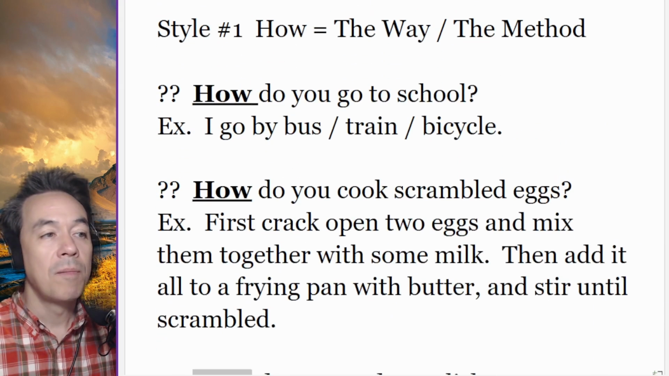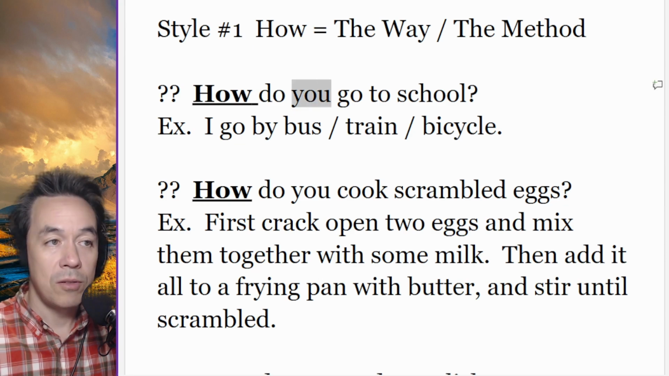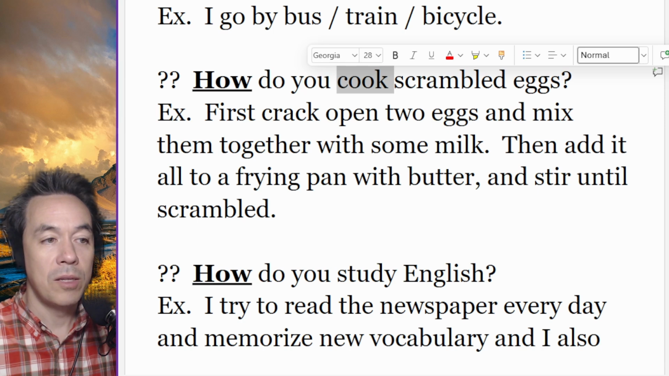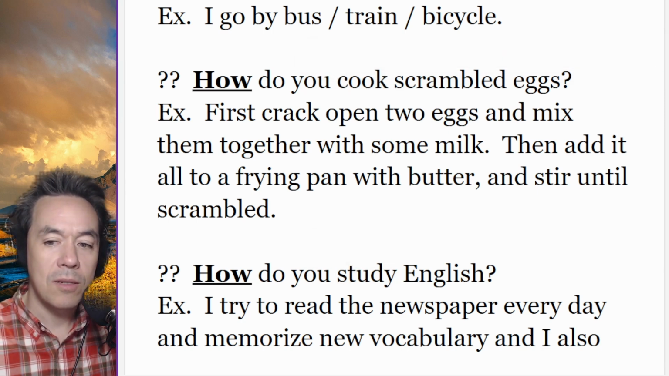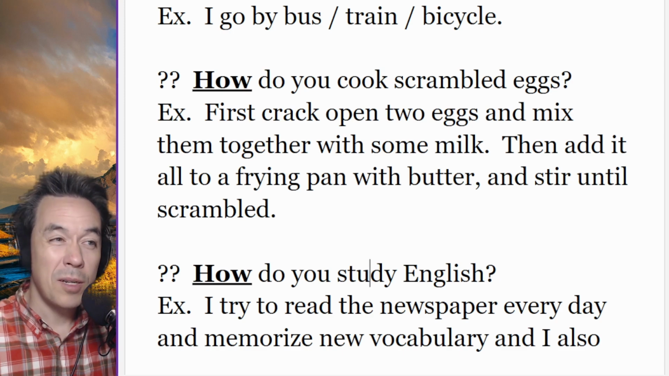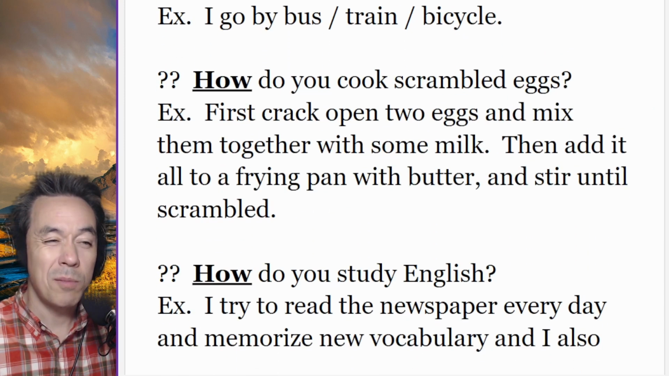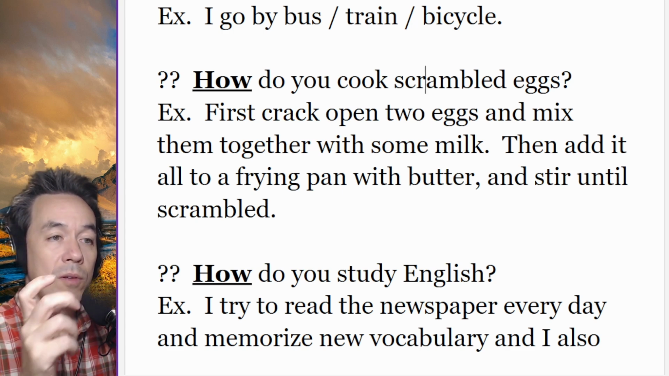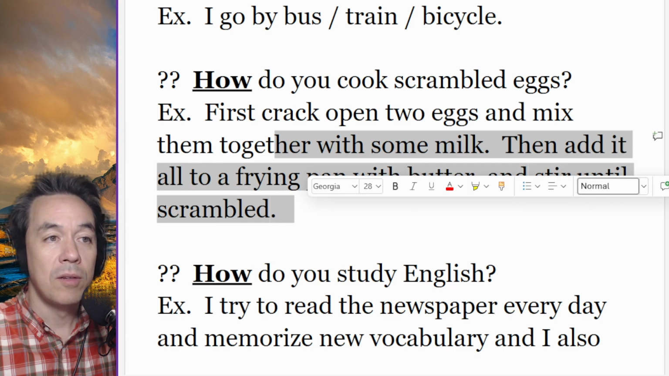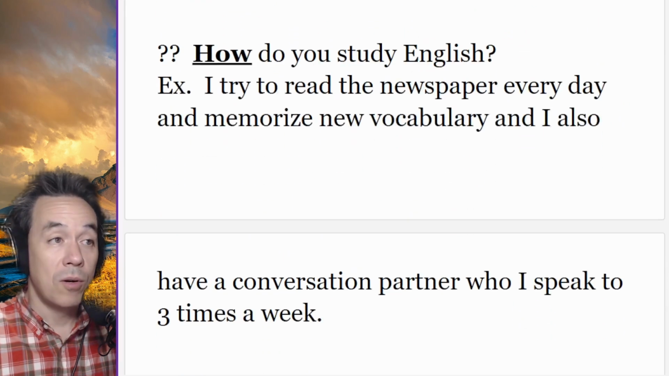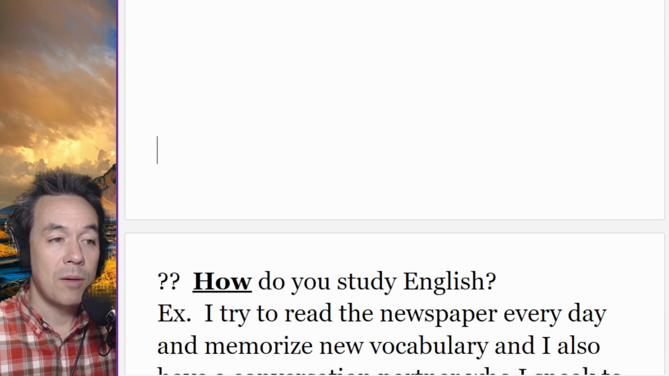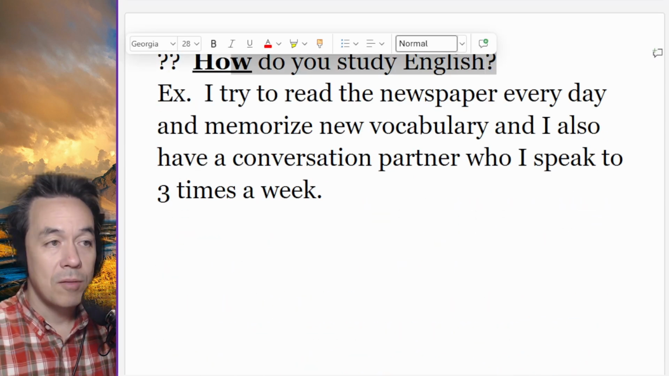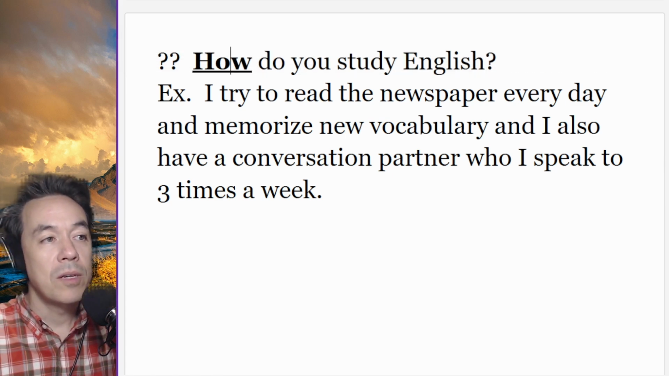But each one, how do, and then you, talking to you, the main verb go, how do, and then cook, how do, and then you study. Okay, so each one of these is asking the way, or sometimes just answer me, train, bus, bicycle, or sometimes explain from start to finish, how do you arrive at the final version of scrambled eggs, or kind of please tell me some advice. How do you study English? So explain your study habit or study practice. Okay, so that's the first style.